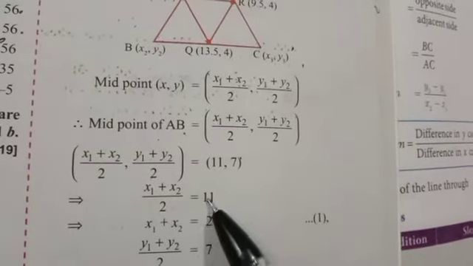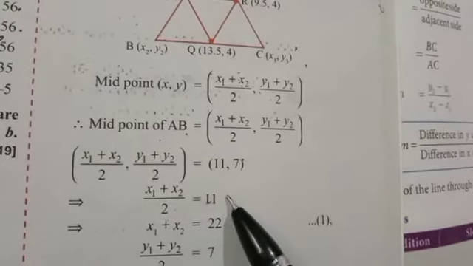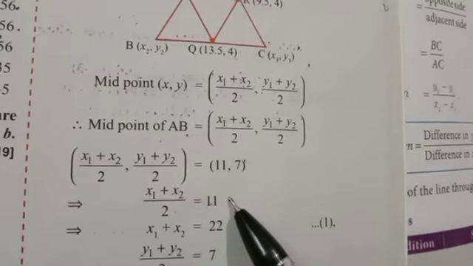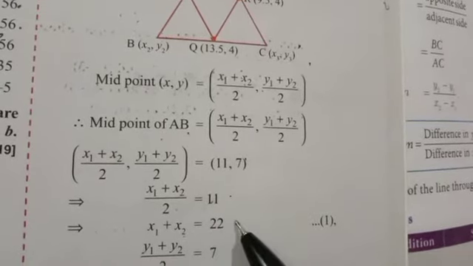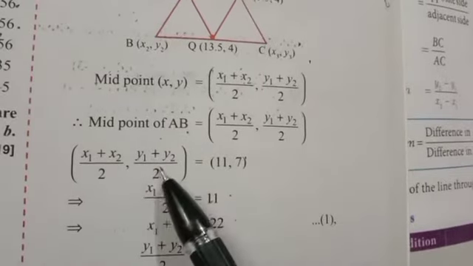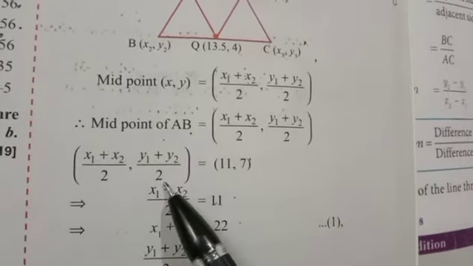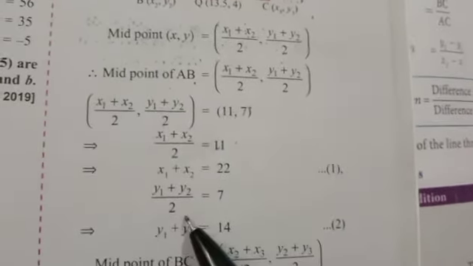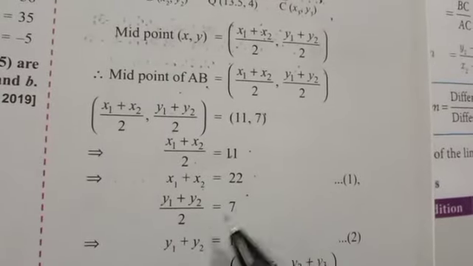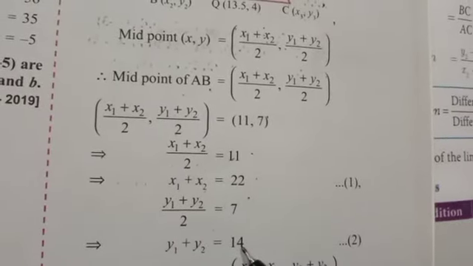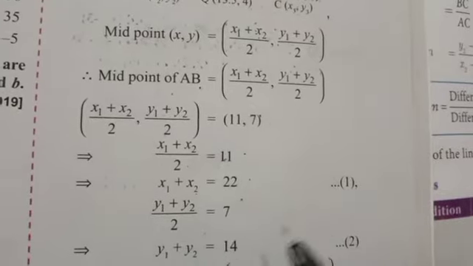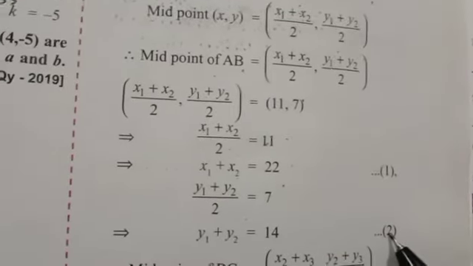Take this 2 to the other side. Division by 2 moves to the right hand side and becomes multiplication. So x1 plus x2 is equal to 22. Then compare the y coordinate: y1 plus y2 by 2 is equal to 7. Taking the 2 to this side, it becomes 2 into 7, 14. This is equation number 1, and this is equation number 2.